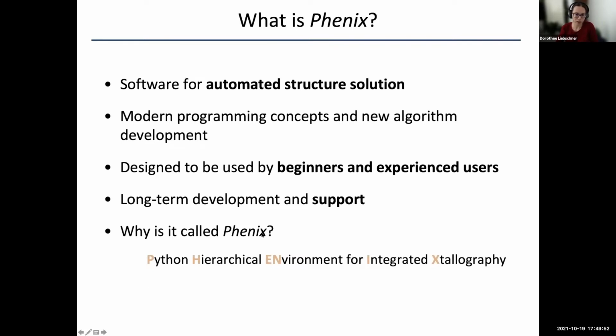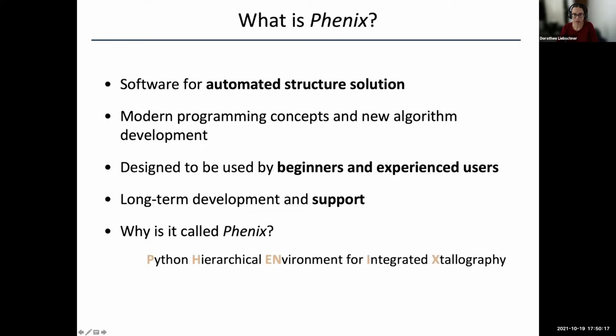And why is it called Phenix? It's an acronym, and here you can see what it stands for. For example, the P stands for Python. So 20 years ago, Paul Adams and his co-workers, when they started developing Phenix, they thought it would be a good idea to use Python. And it was a very lucky decision, because now it's used in many contexts.